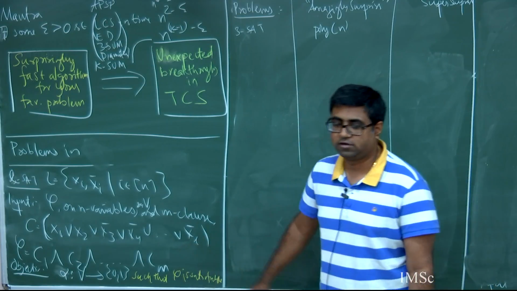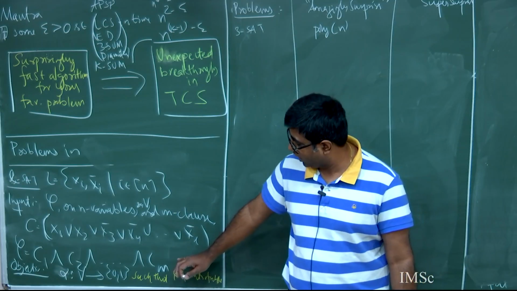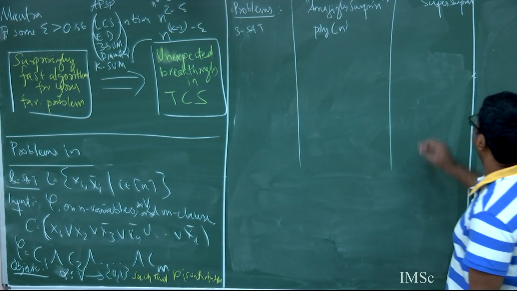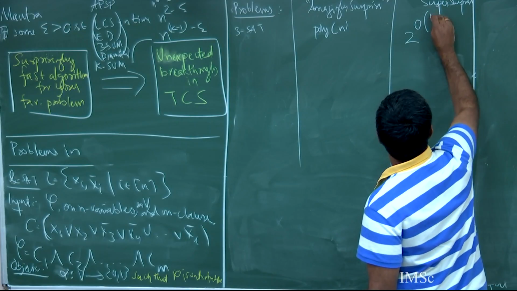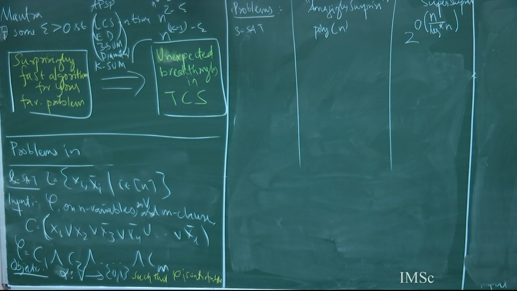But try to design an algorithm for this problem which runs in time 2 to the power big O of n divided by log star n. This is what I want to design. You know what log star n is? It's the number of times you have to apply log iteratively so that n becomes 1 or something. I'm happy with this. So even if you give me such an algorithm, I'm very happy for 3-SAT.